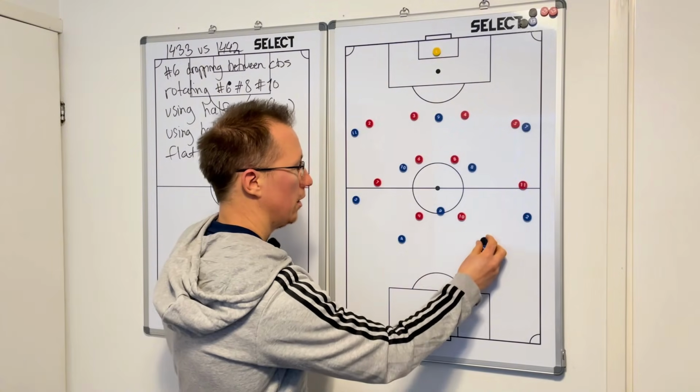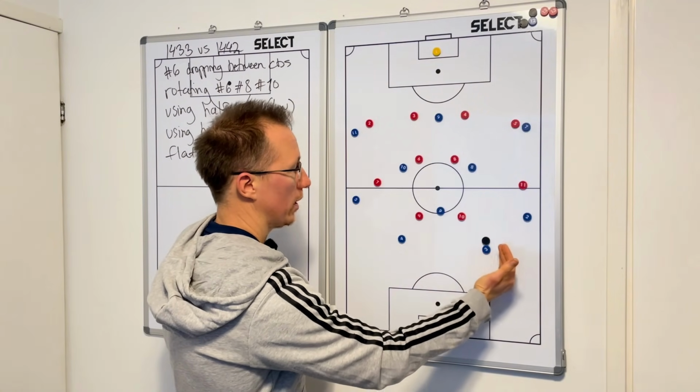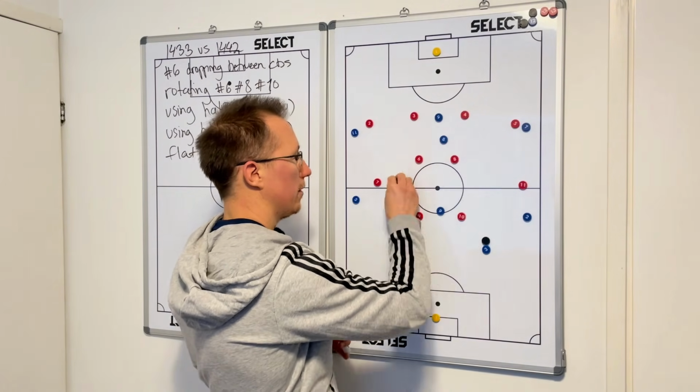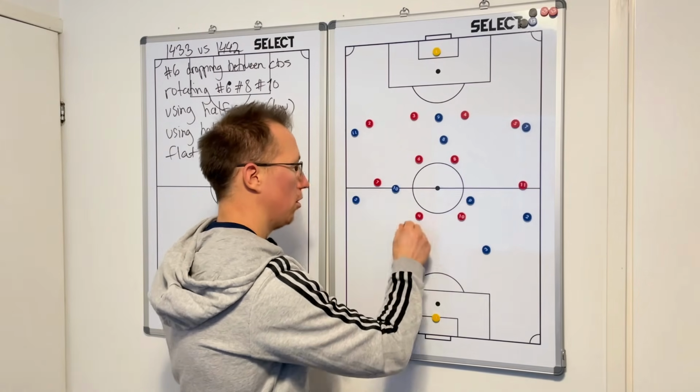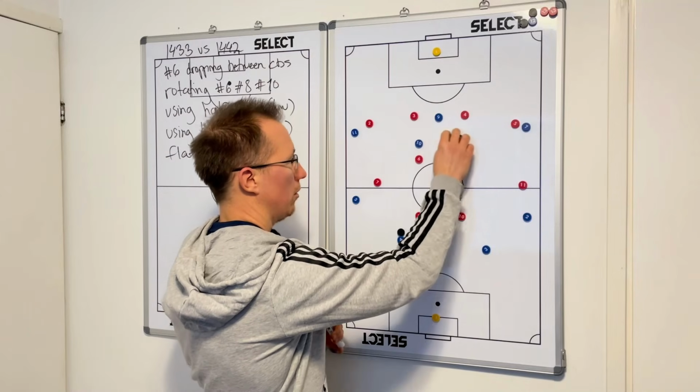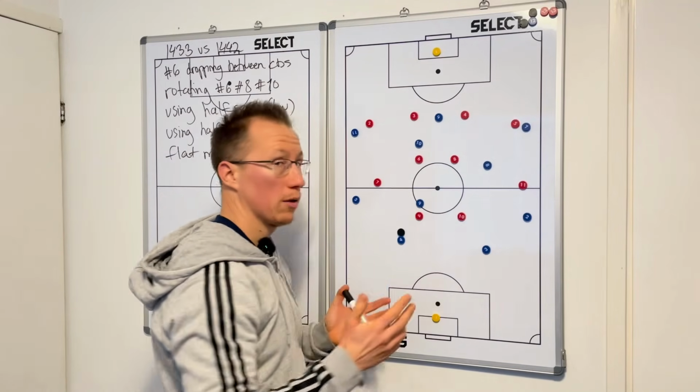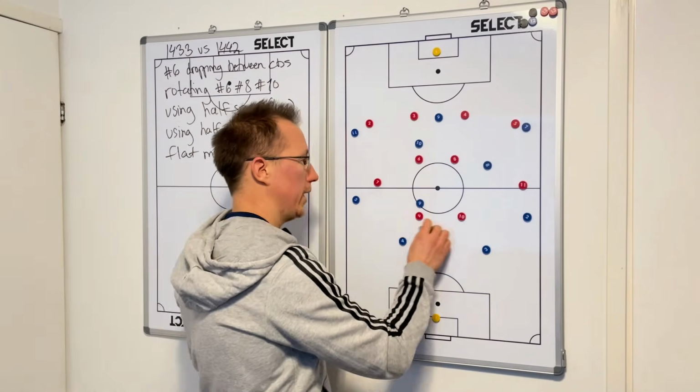So if you have the ball on the right side, you want to rotate away from the ball, so anti-clockwise. And if you have the ball on the left side, you want to rotate clockwise. But of course you can make it work either way.